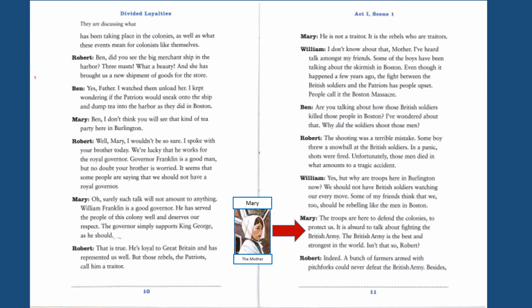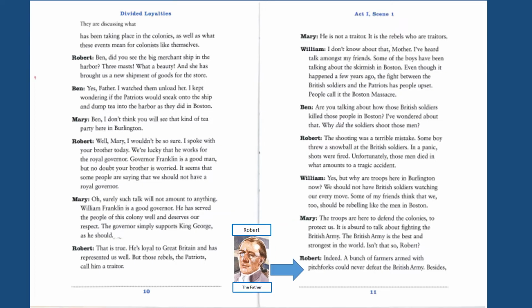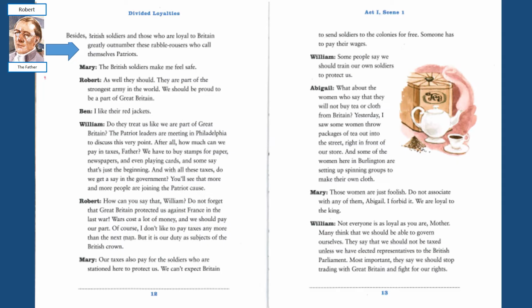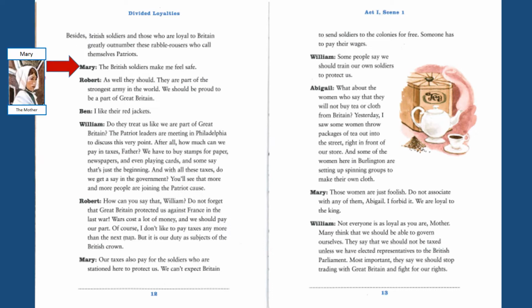The troops are here to defend the colonies, to protect us. It is absurd to talk about fighting the British Army. The British Army is the best and the strongest in the world. Isn't that so, Robert? Indeed, a bunch of farmers armed with pitchforks could never defeat the British Army. Besides, British soldiers and those who are loyal to Britain greatly outnumber those rabble-rousers who call themselves patriots. The British soldiers make me feel safe.